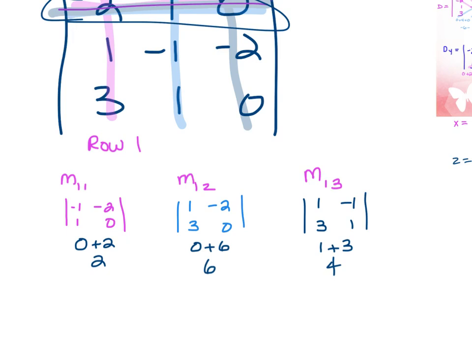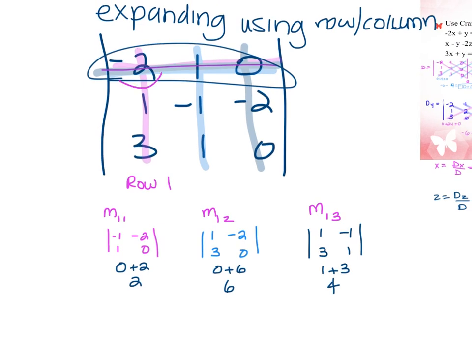Then you have to multiply your minors by the numbers that you canceled out. So I'm going to go through here, and the first one I canceled out was negative 2. I'm going to multiply this times negative 2. The second one I canceled out, which I got the 6 for, was 1. So I'm going to multiply that times 1. And the last one is by 0. And then I'm going to find the sum of these 3.